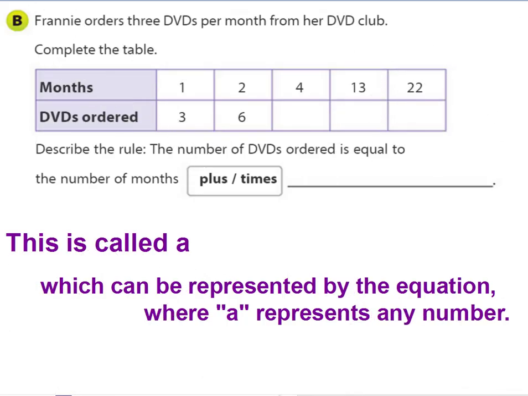Okay, second word problem. Franny orders 3 DVDs per month from her DVD club. Complete the table. Okay, so every month she orders 3. So the first month she ordered 3. Second month she ordered 3. Fourth month she ordered 3, and so on and so forth. Per. That's a keyword for multiplication. So every month, each month is 3. So our rule is going to be times 3, times 3, times 3.